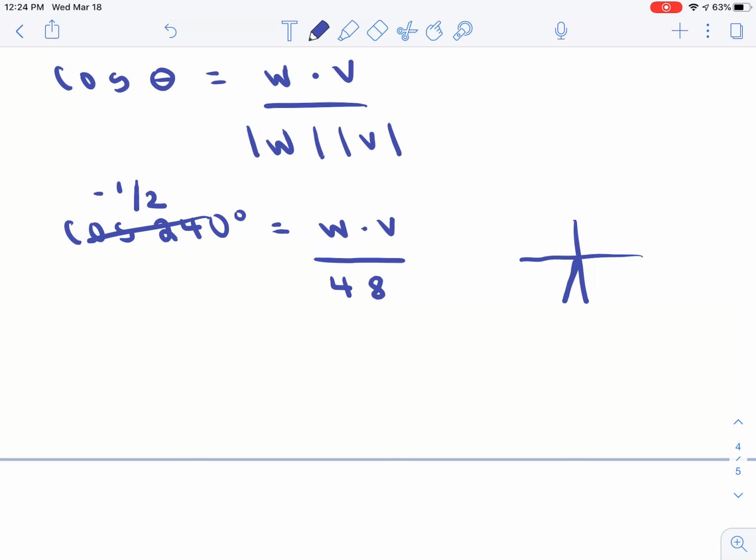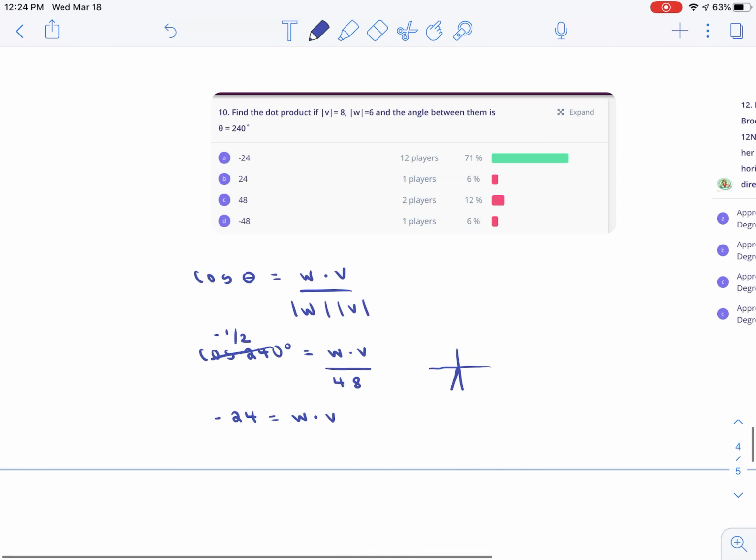So as a result, I can use cross multiplication and get negative 24 equals W dot V. And that's exactly what we wanted to find. We wanted to find the dot product of those two. So that would give us that answer of negative 24.